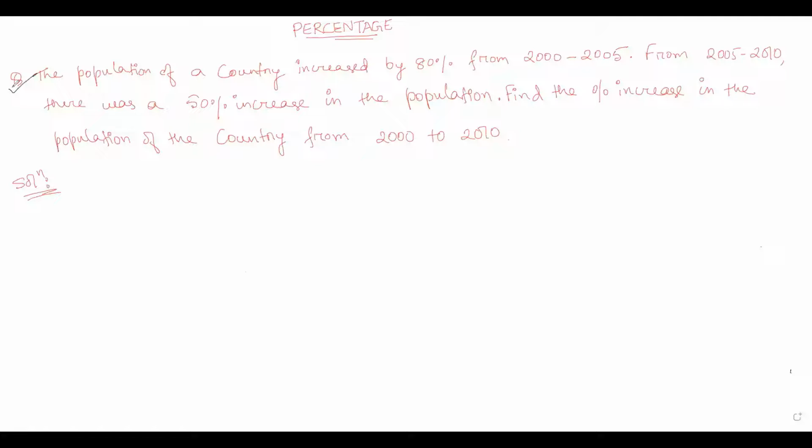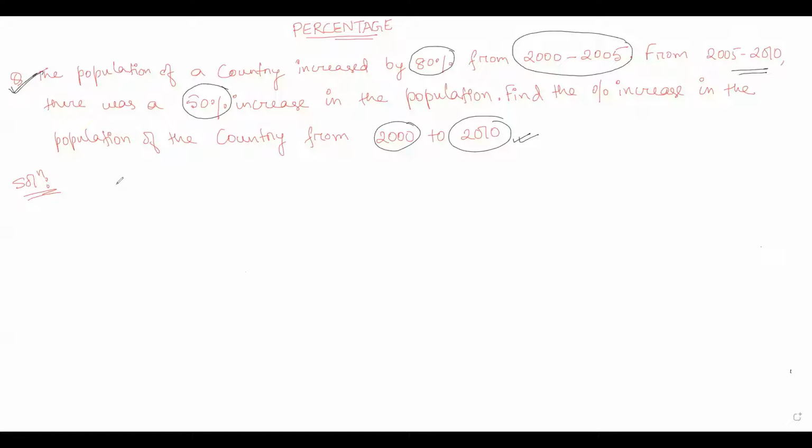Okay, so let us see the next question, which says the population of a country increased by 80% from 2000 to 2005. Again, from 2005 to 2010, there was a 50% increase in the population. Find the percentage increase in the population of the country from 2000 to 2010. So there is an 80% increase from 2000 to 2005, and a 50% increase from 2005 to 2010. We need to find the total percentage increase from 2000 to 2010.